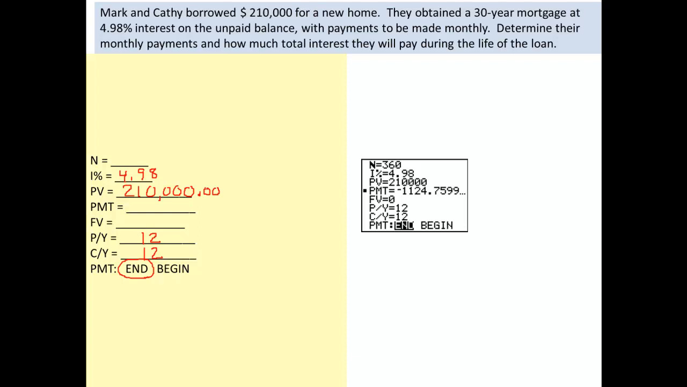How many payments are there? This is a 30-year mortgage with monthly payments, and 30 times 12 is 360 payments. So Mark and Kathy are anticipating paying this off in 30 years. So that's the future value of 0, completely debt-free. And now we alpha solve for monthly payments. And in this case, the payments are $1,124.76.